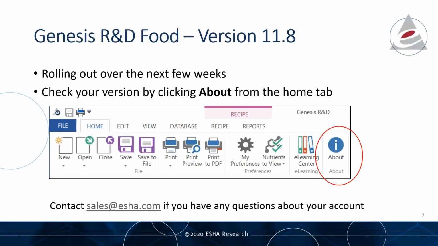So we're really excited to share with you the newest developments for Genesis R&D Food. As we mentioned, this is version 11.8. It is in the process of rolling out, so stay tuned for notifications and look for that soon. I did want to mention a couple of things about the versions. When you're working in Genesis, you can click on the About button in your software, and when you do that, it will tell you what version you are running. So 11.8 will be occurring soon. You most likely will be seeing 11.7. A number of you will see 11.7 for now.